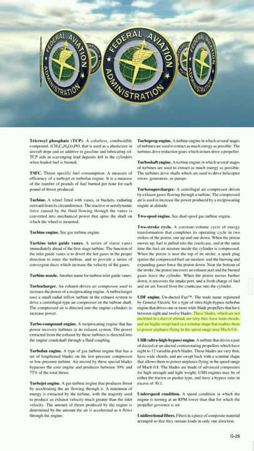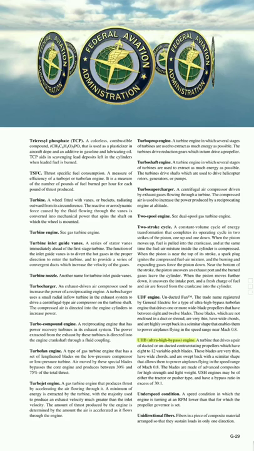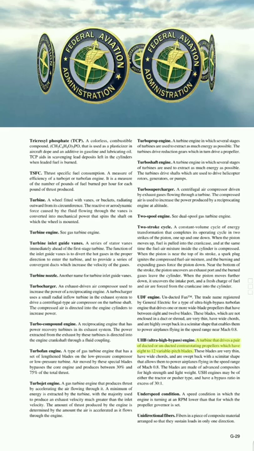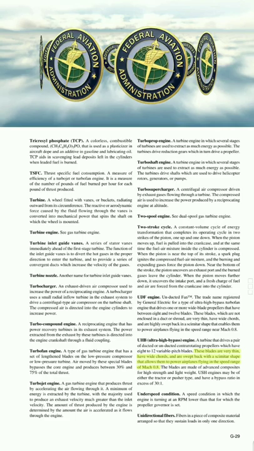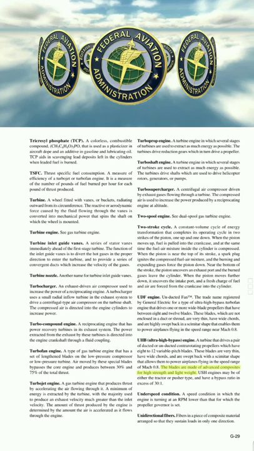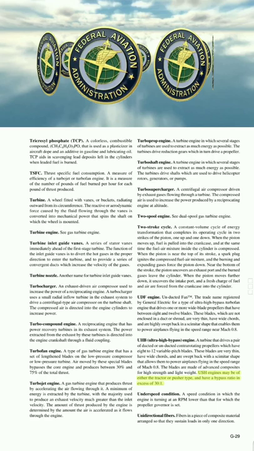UHB ultra-high bypass engine. A turbine that drives a pair of ducted or unducted contra-rotating propellers which have 8 to 12 variable pitch blades. These blades are very thin, have wide chords, and are swept back with a scimitar shape that allows them to power airplanes flying in the speed range of Mach 0.8. The blades are made of advanced composites for high strength and light weight. Hush engines may be of either the tractor or pusher type, and have a bypass ratio in excess of 31.